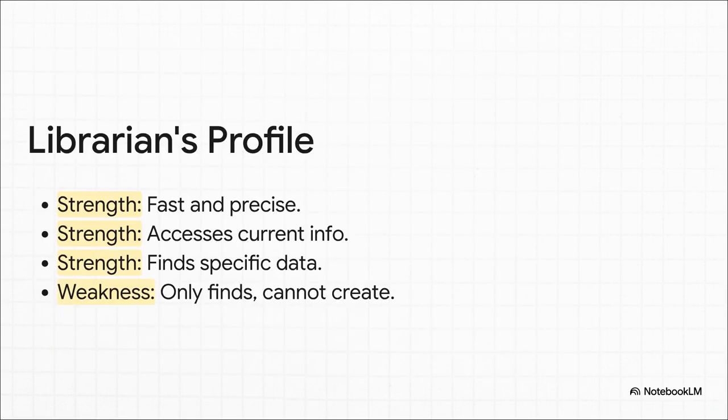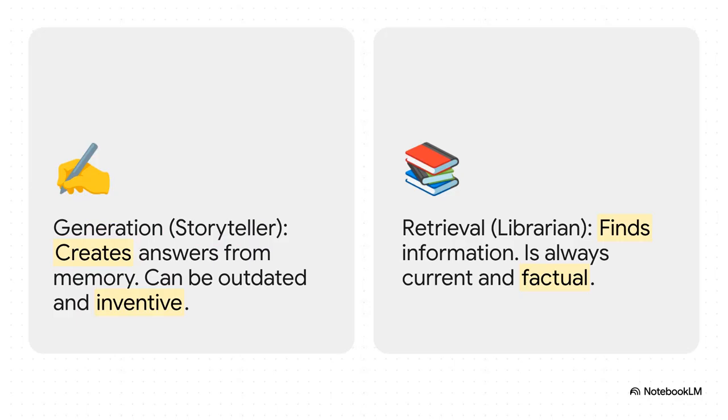So you can see how this librarian is the perfect sidekick for our storyteller, right? It's lightning fast, super precise, and it's always working with the latest info. Its only weakness? It can't create anything new. Its whole job is just finding the facts, not telling a story with them. So let's put them side by side. You have the storyteller who creates but can be outdated. And you have the librarian who finds and is always current and factual. You can probably see where this is headed, right? One creates, one finds. What happens when you finally team them up?